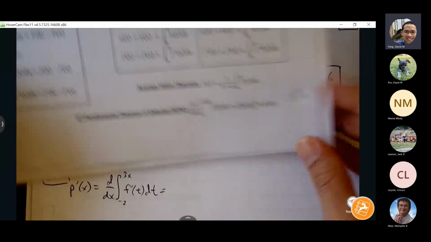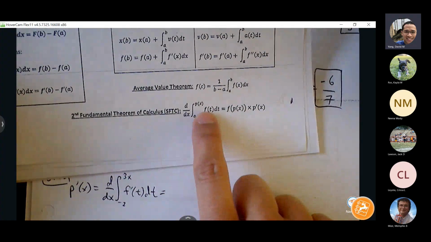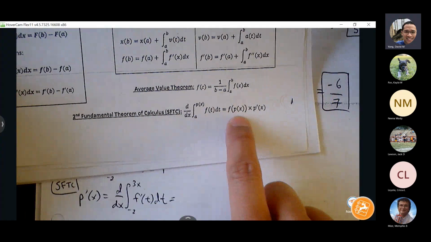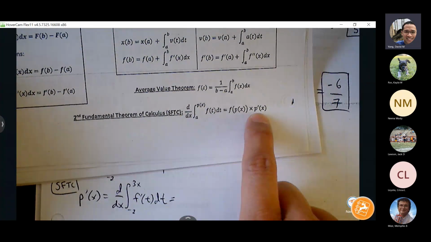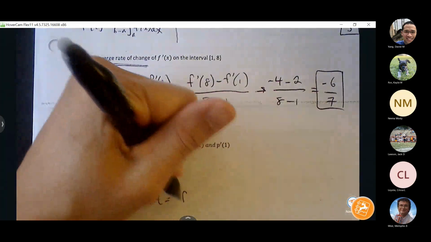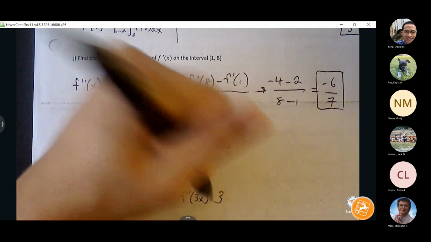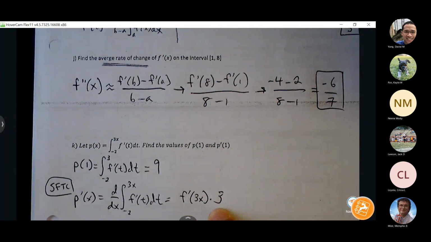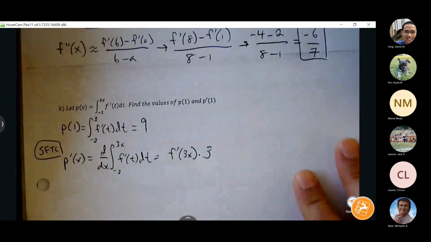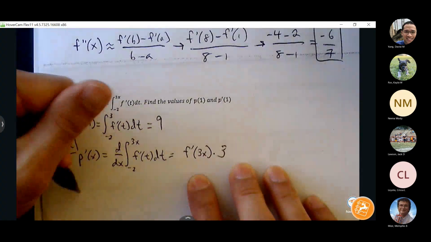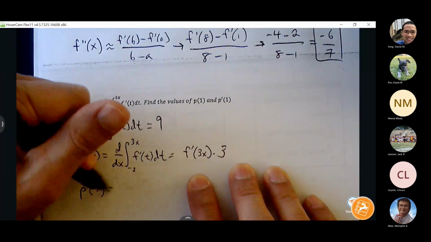Okay, so if you look, the second theorem is on your formula sheet. All I do is I plug the upper bound into the function, then multiply by the upper bound's derivative. Replace x with 1.